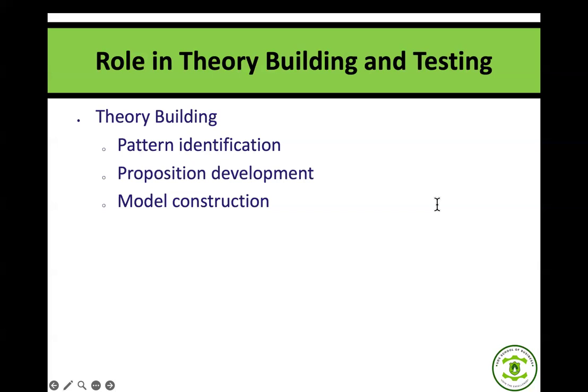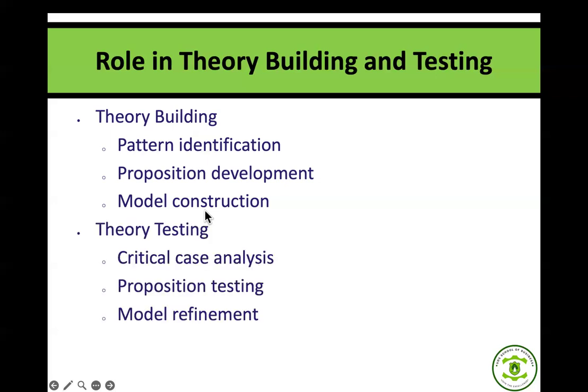In terms of theory building, the focus should be on pattern identification. And pattern identification is like being a detective. You are looking for recurring patterns or recurring themes in your data, and then trying to spot the connections between events. Still under theory building, we also have what we call proposition development. And proposition development moves us from patterns to what? Potential explanations. And then the other one is the model construction. And model construction is where we put it all together to build a framework to explain what we have found.